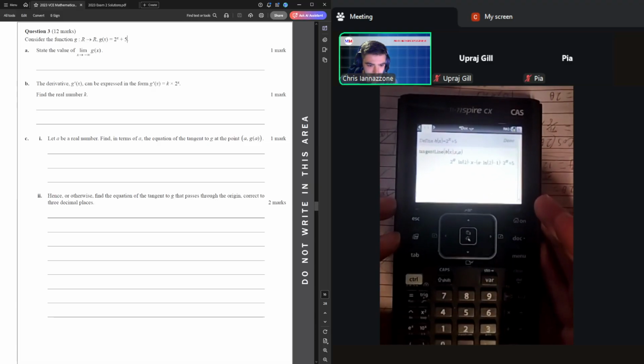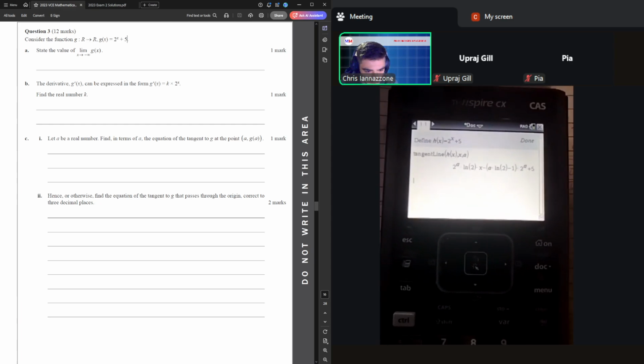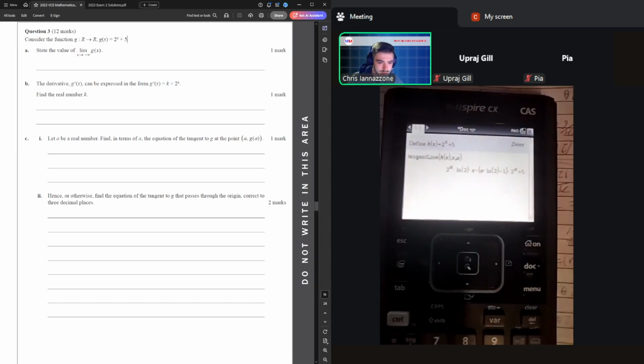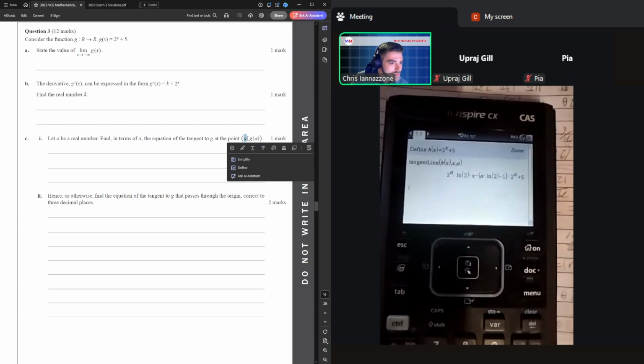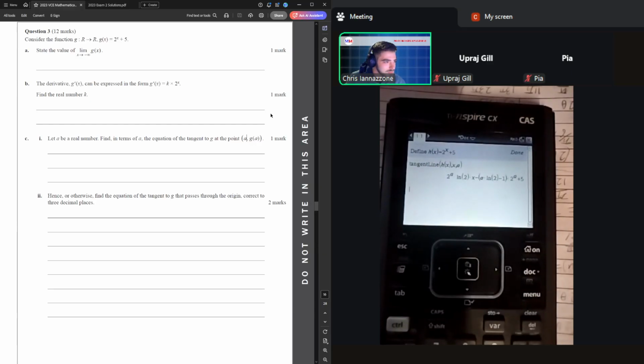So, easy thing off the bat. CAS has a tangent line function solver, and so all you have to do is define your function and force the CAS to take the tangent line at whatever particular x coordinate you desire. In this case, the x coordinate was x equals a, so I've just said x equals a. That's the intended solution.